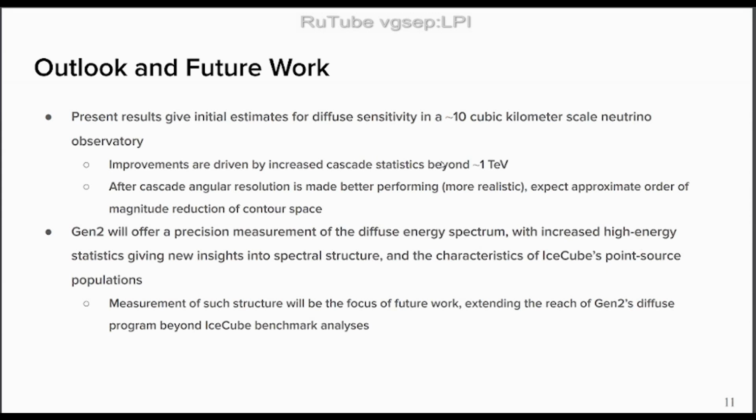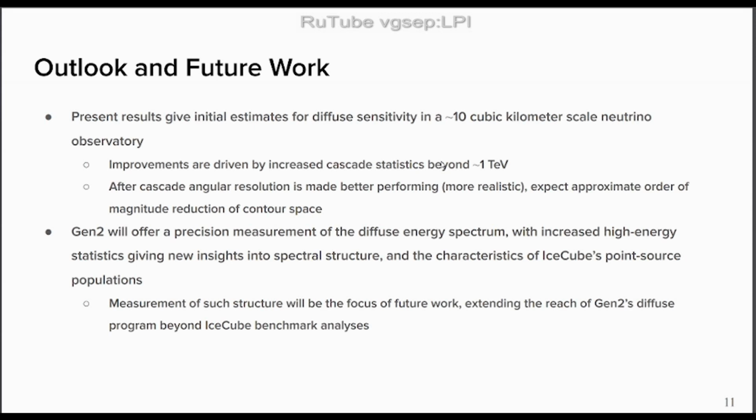Okay, so these present results give sort of a first estimate of diffuse sensitivity for a 10 cubic kilometer volumetric neutrino observatory. Improvements are really driven by cascade sensitivity and statistics beyond 1 TeV. After the angular resolution is patched and fixed in this analysis, we're expecting about an order of magnitude decrease of the original IceCube contour.